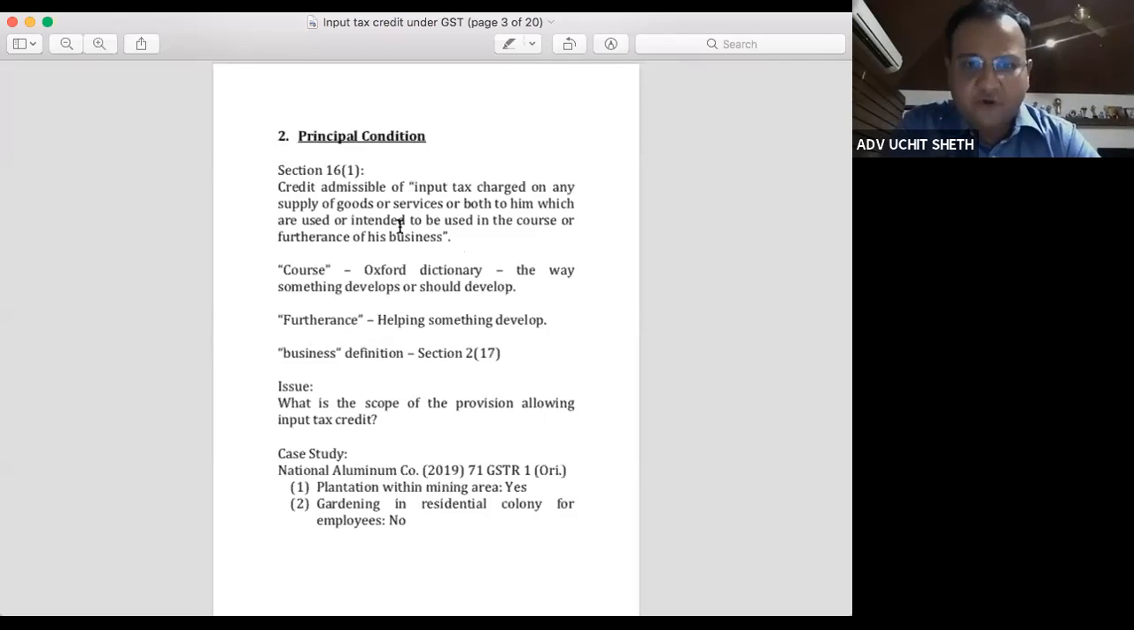First and foremost, Section 16, subsection 1 of the GST Act is the parent provision for grant of input tax credit. I have just taken out a brief extract of that provision. It says that credit is admissible of input tax charged on any supply of goods or services or both to him, which are used or intended to be used in the course or furtherance of his business.